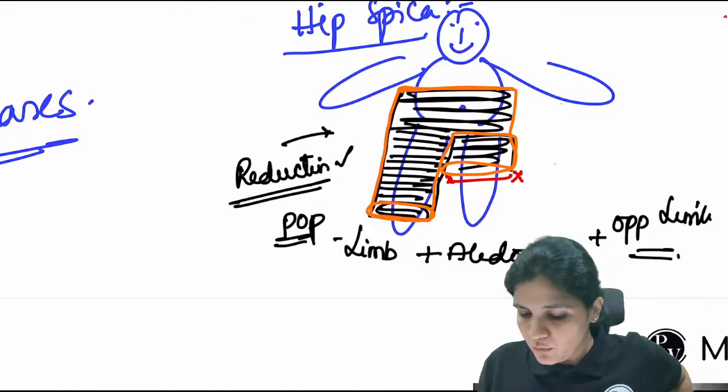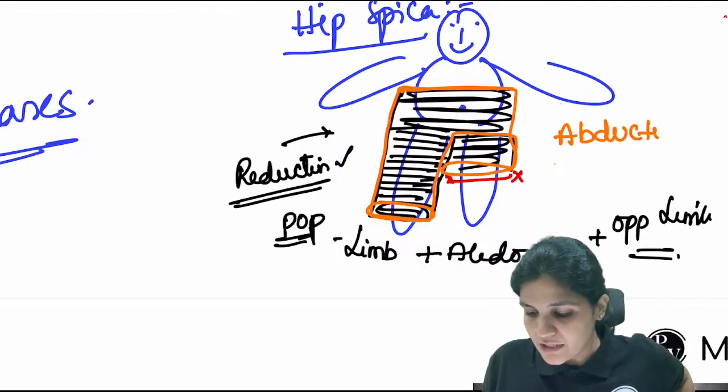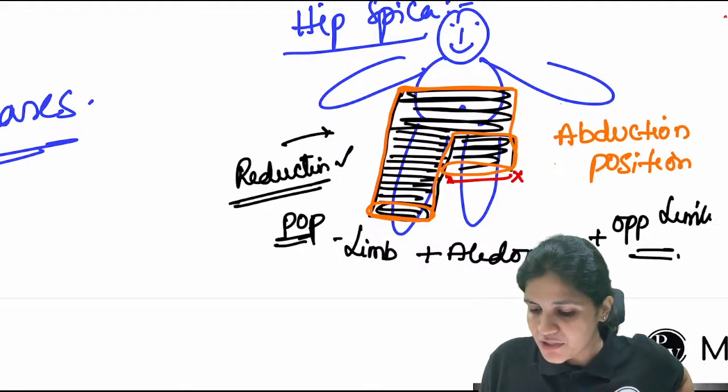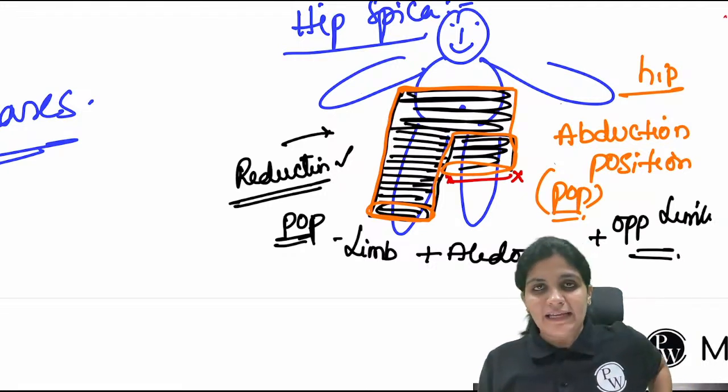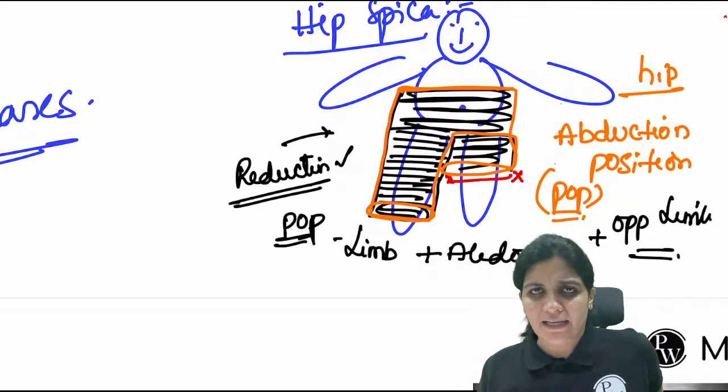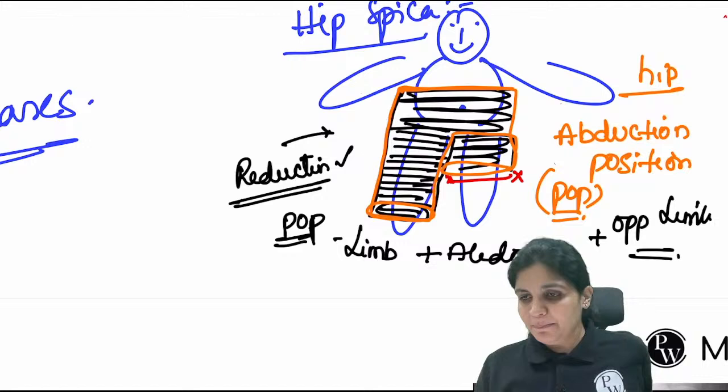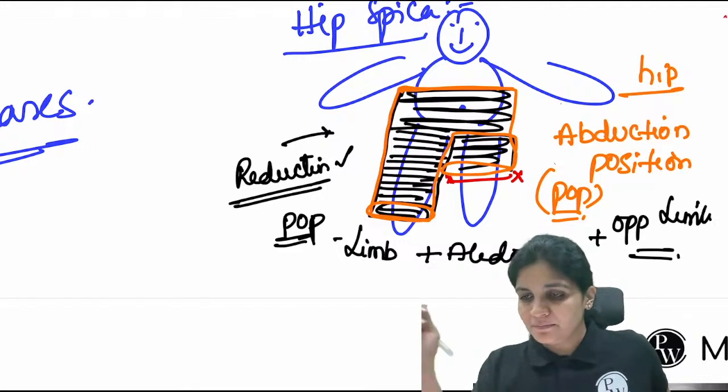Whenever we are putting this hip spica, again we put the hip in abduction position, and we put a POP, that is plaster of Paris, including the limb, the abdomen, and the opposite half of the limb, that is thigh. So this is called the hip spica. Clear?